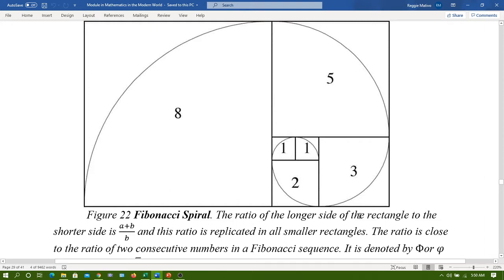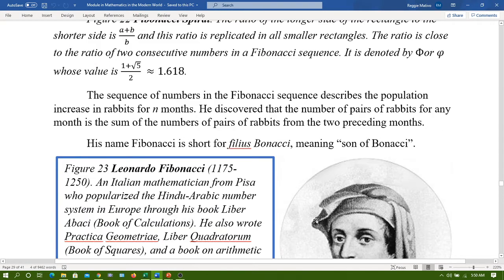The ratio of the longer side of the rectangle to the shorter side is A plus B over B. And this ratio is replicated in all smaller rectangles. The ratio is close to the ratio of two consecutive numbers in a Fibonacci sequence. It is denoted by these Greek letters whose value is 1 plus square root of 5 over 2, and it is approximately 1.618.